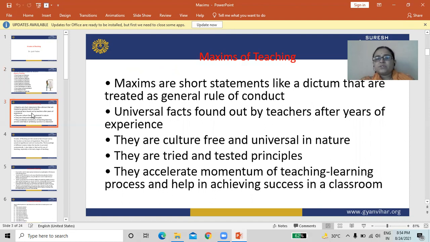Maxims of teaching. Maxims are short statements like a dictum that are treated as general rules of conduct. Universal facts found out by teachers after years of experience. They are culture free and universal in nature. They are tried and tested principles.